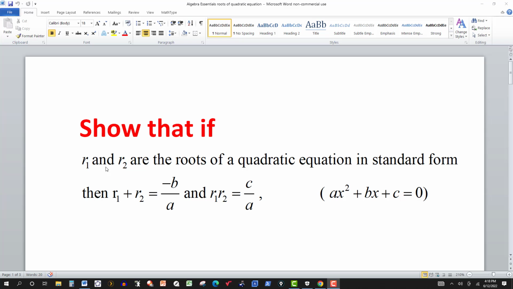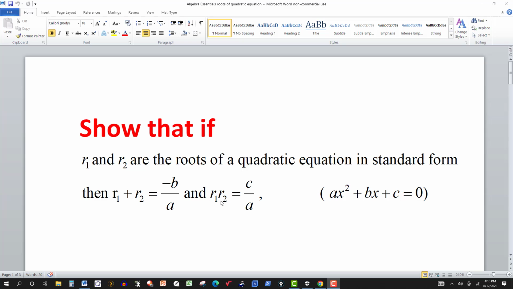In this video, we want to show that if R1 and R2 are the roots of a quadratic equation in standard form, so here's your equation in standard form: ax squared plus bx plus c equals 0, then if you add the two roots, that would be the same thing as minus b over a.